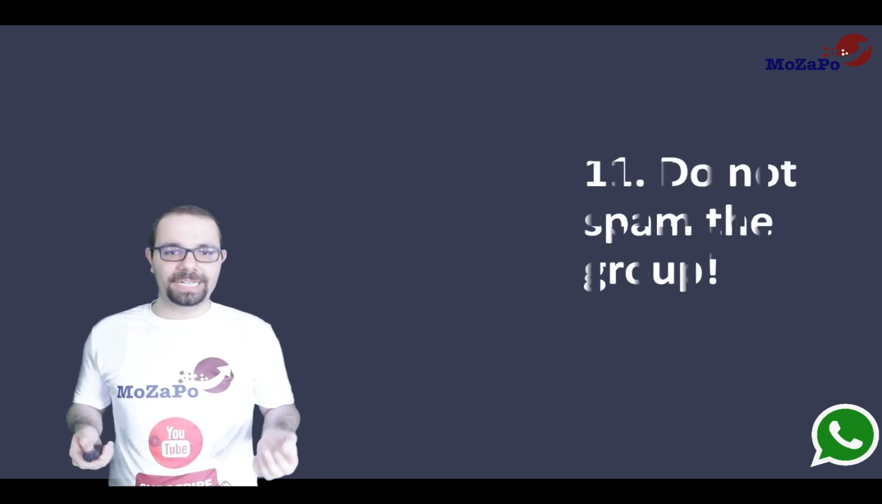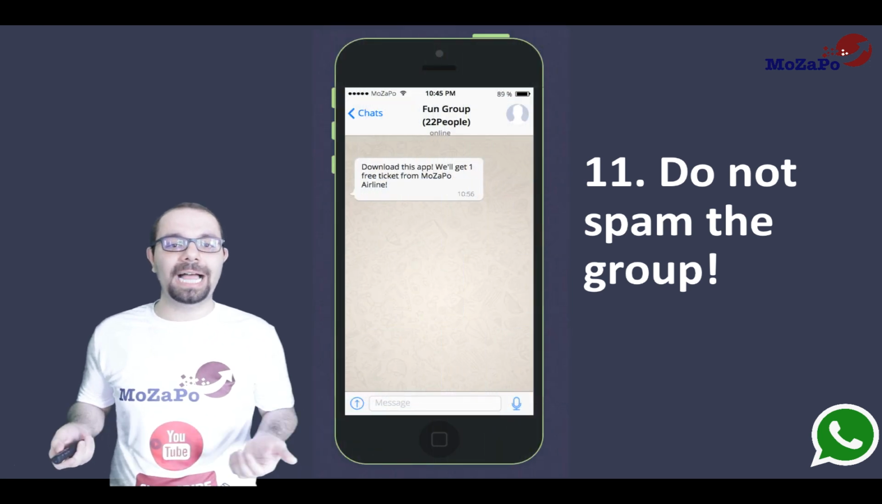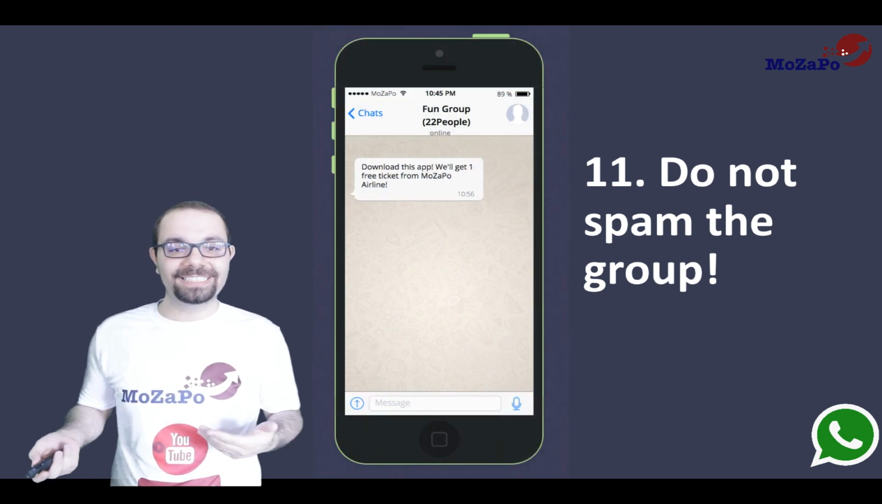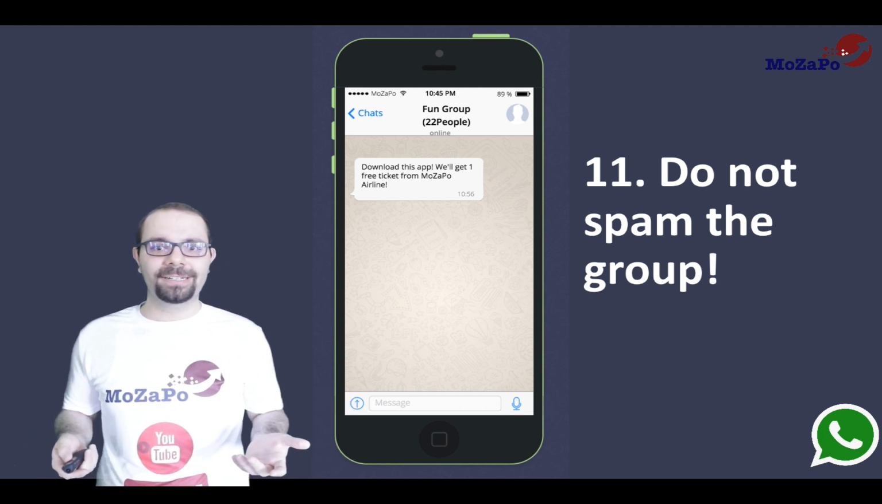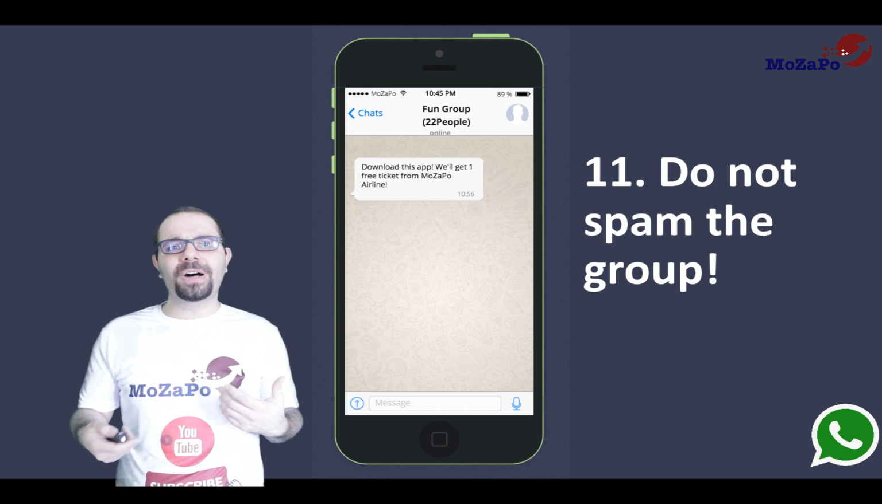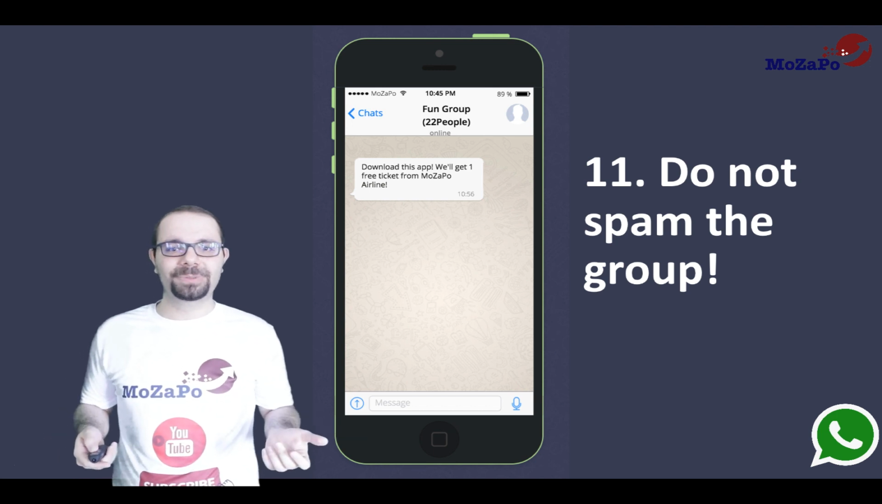Do not spam the group. For example, download the app, you will get one free ticket from MoZaPo airline, for example. There are 22 people here, and you shouldn't just bother 22 people in this group.